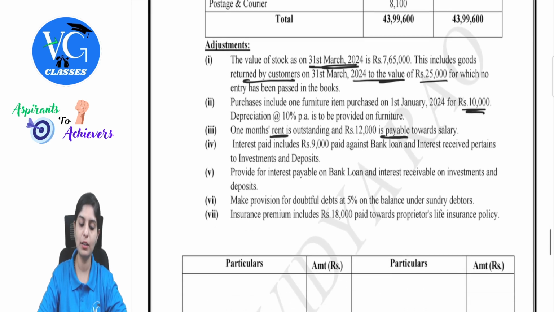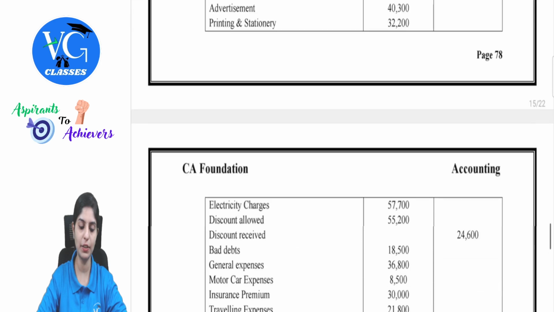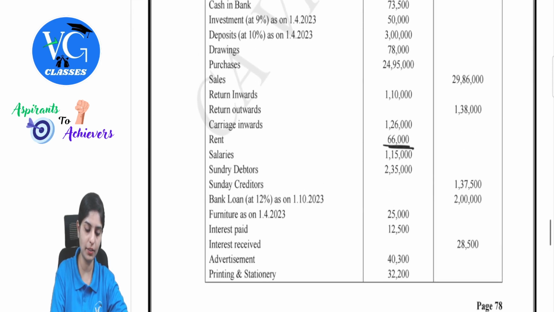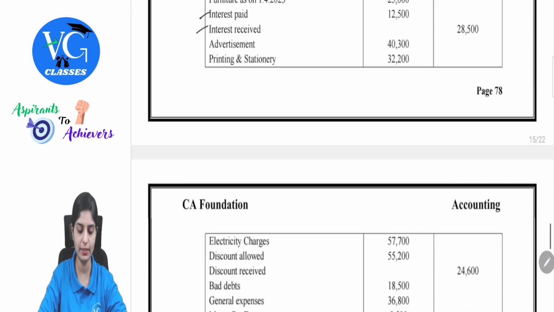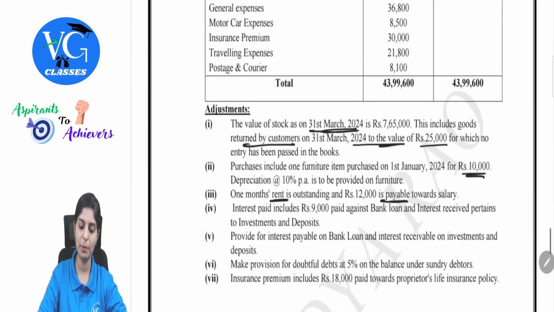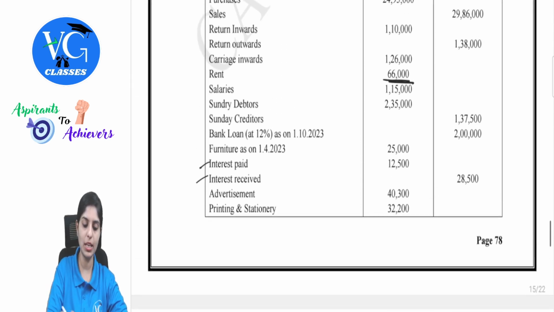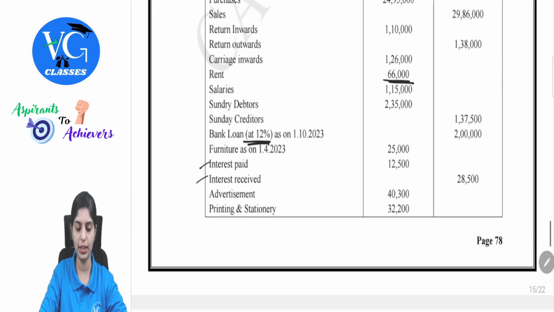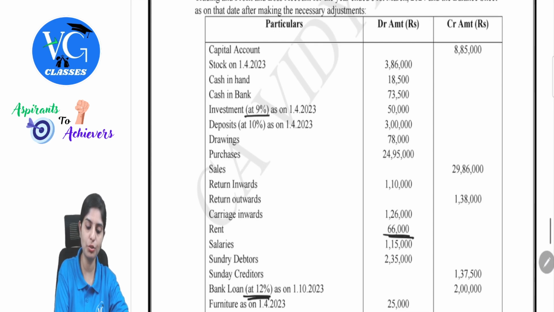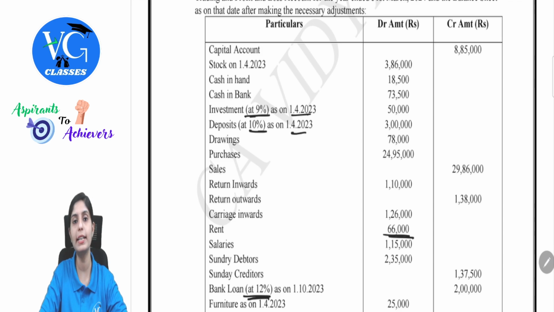Next, interest paid includes 9,000 paid against bank loan and interest received pertains to investments and deposits. So they're just giving a justification for whatever values are given. Interest paid, interest received. Why? We will understand this. Provide for interest payable on bank loan and interest receivable on investments and deposits. See, if you observe here, they are giving us the percentage. Using this percentage and date, don't you think we can calculate the amount of interest? Yes. Likewise, for investments and deposits also, they are giving us percentage and dates. For this also, we can calculate the amount of interest.